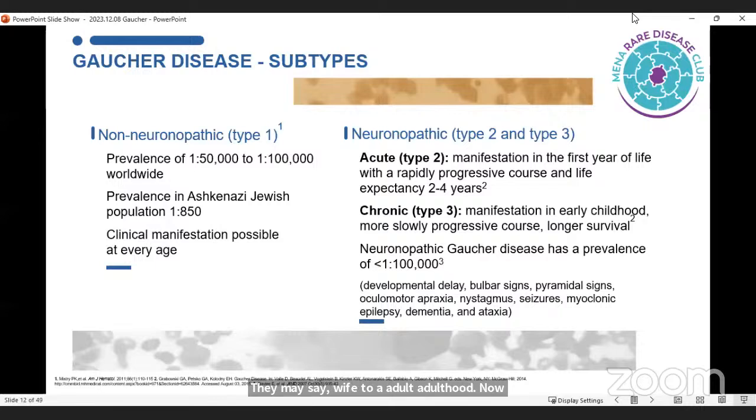Now, the neurological manifestations vary. They can be developmental delay, regression, bulbar signs, including difficulty swallowing and breathing, spasticity or pyramidal signs, oculomotor apraxia, nystagmus, seizures, myoclonic epilepsy, ataxia. So it has really severe primary neurological conditions. But again, type 2 and 3 are very rare.